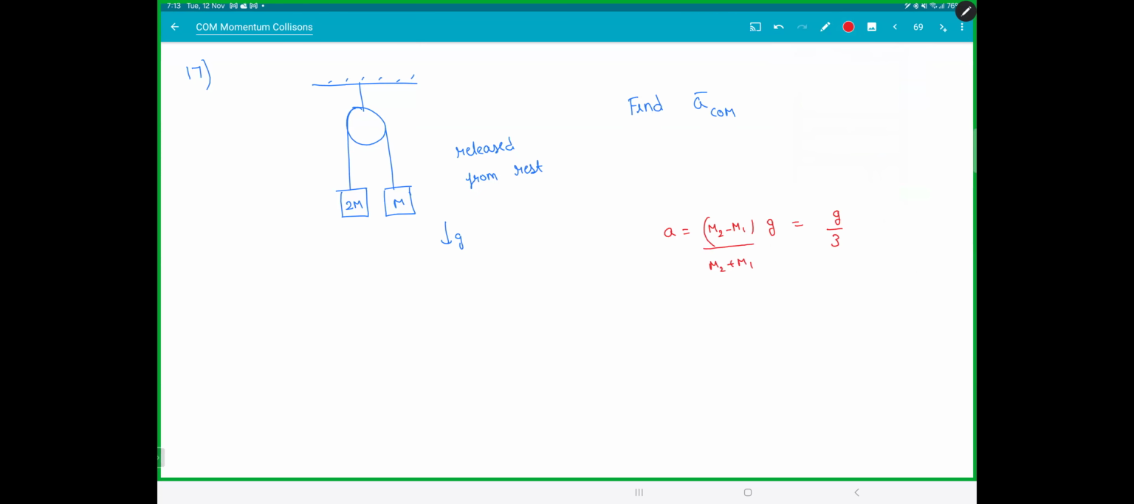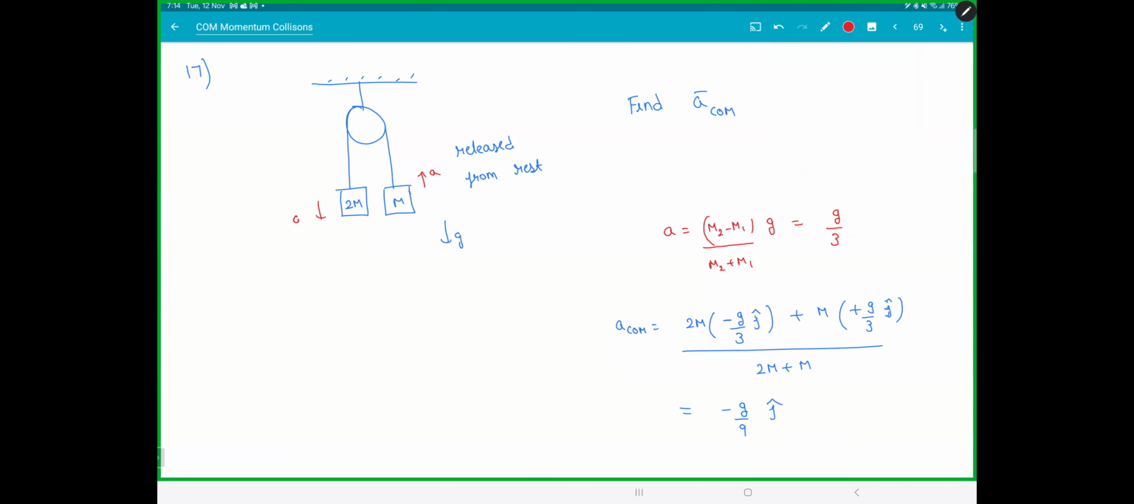Now be careful. The most common mistake people make is they forget the sign. So the acceleration of the center of mass: 2m is not going up, it is going down, so minus g by 3 j cap. And m is going up, so plus g by 3 j cap. The common mistake is people put both plus signs. This will be g by 9 j cap. So be careful with that. 2m is going down and m is going up. Clear? That's an easy one.